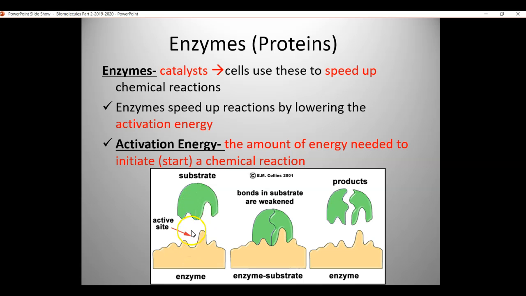So this enzyme comes in, it attaches to the substrate, or the substrate attaches to it at the active site. Bonds in the substrate are weakened by the enzyme, and then the substrate breaks apart and becomes the products, so a new substance. The enzyme then is immediately able to go back and break down another substrate.